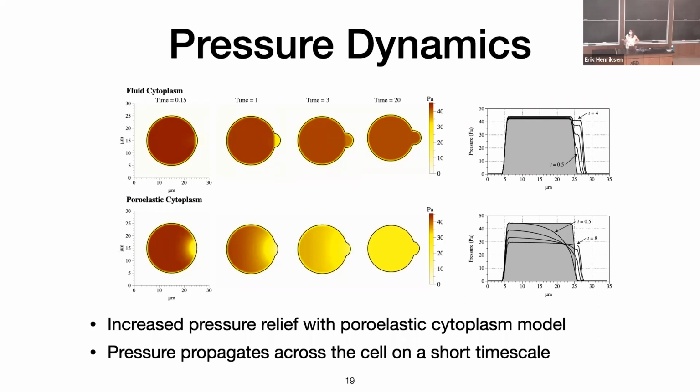But we see this very different step-like profile versus the poroelastic, where once the bleb expands, there's a diffusion of pressure across the cell, and then it globally decreases over time. So there are sort of two time scales: the propagation across the cell, and then the decrease, where the rear decreases and there's a global decrease.